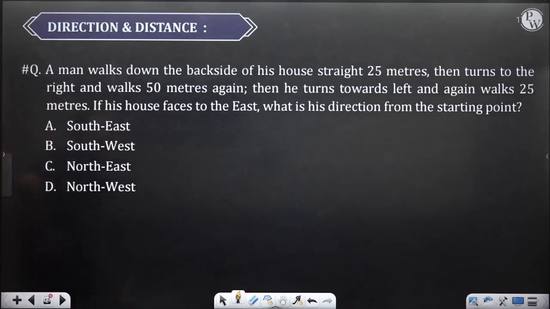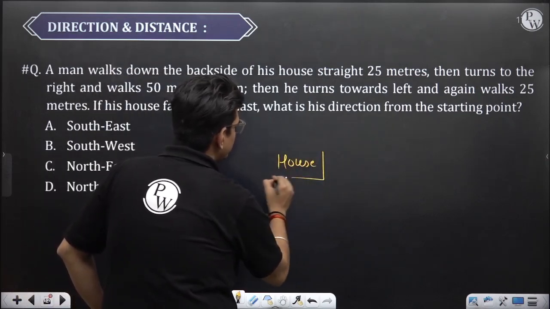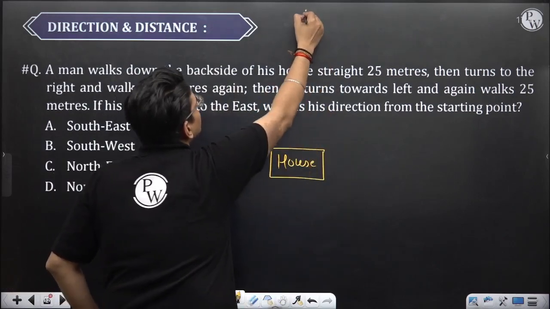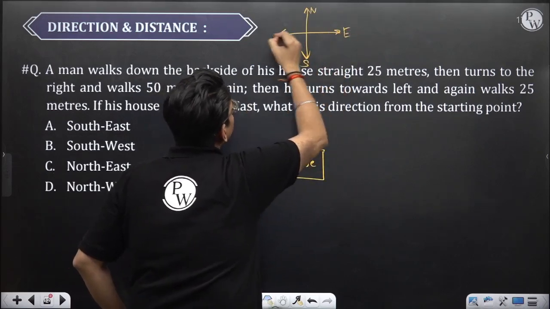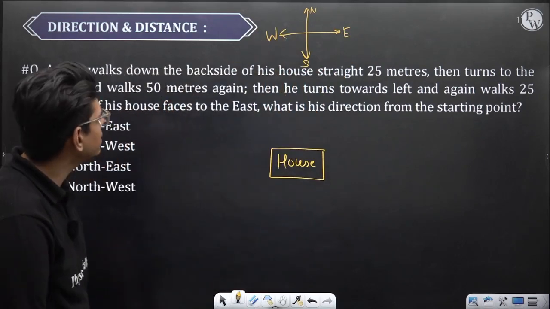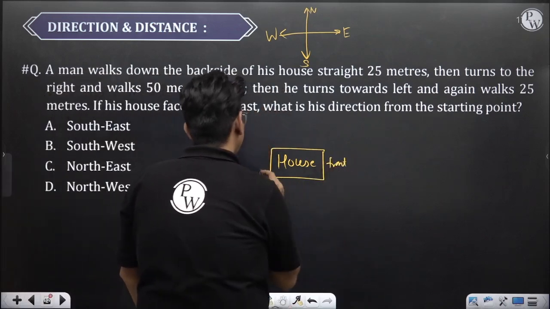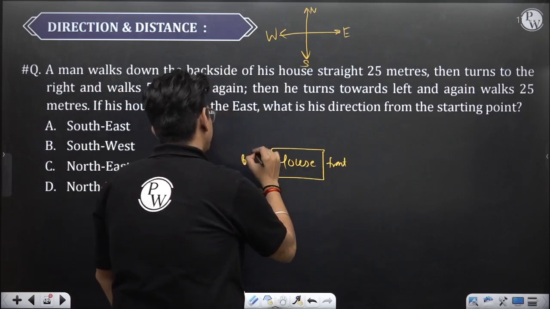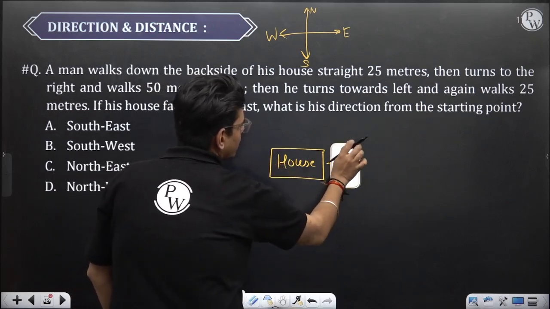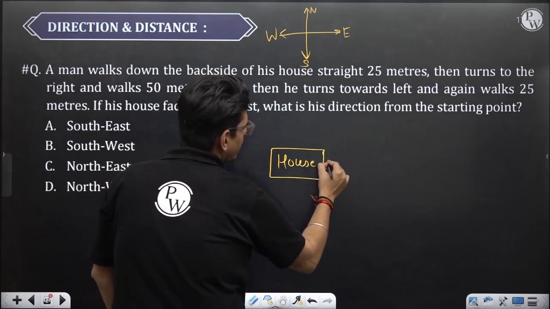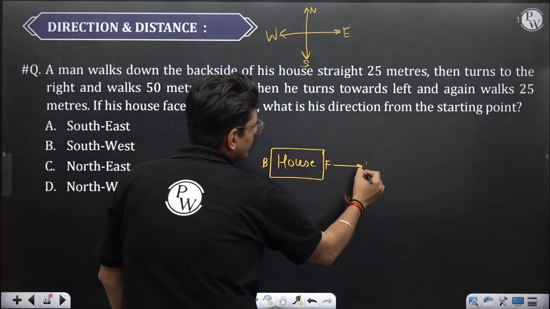If his house faces to the east, house, this is house, okay? Let's first make the main direction. This is north, south, this is your east and west. This is house faces east, so this is front. This is back side. I can write F for front. This is front and this is back side. The house faces east.